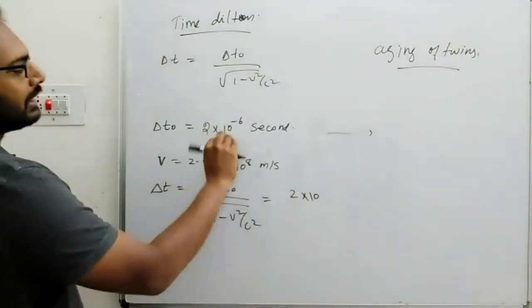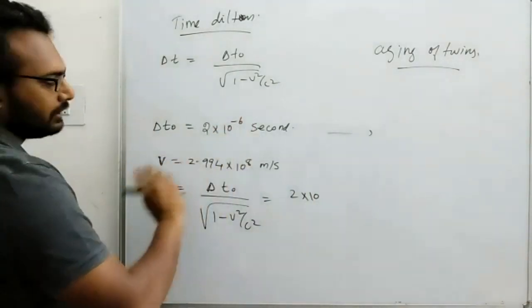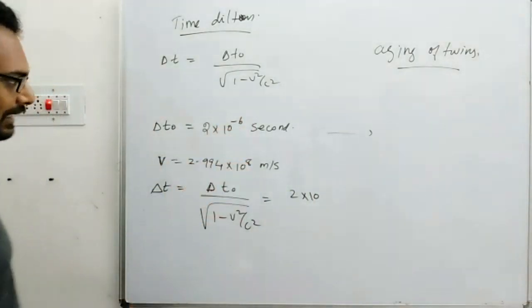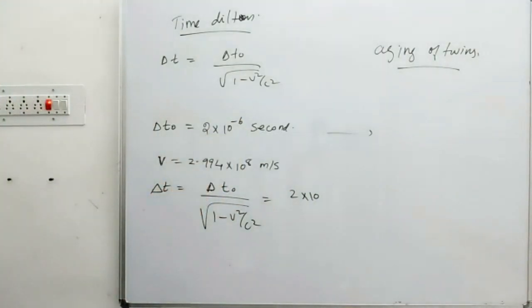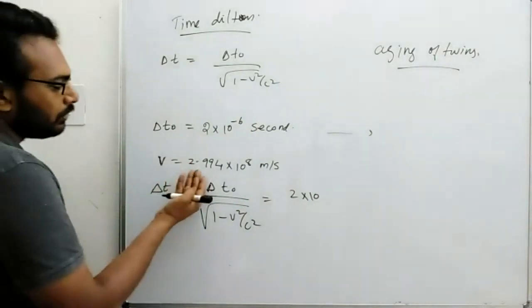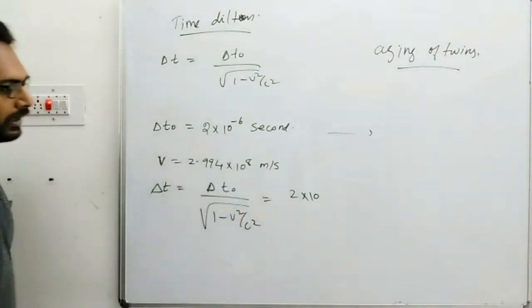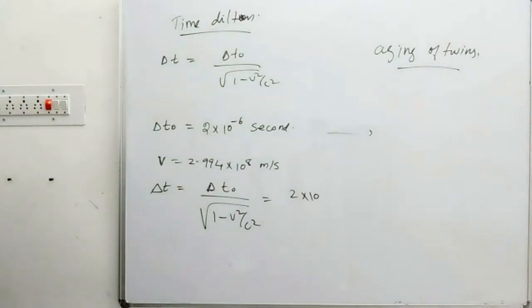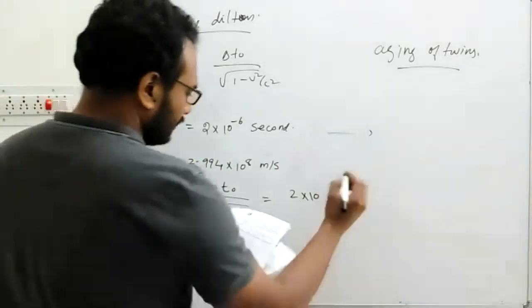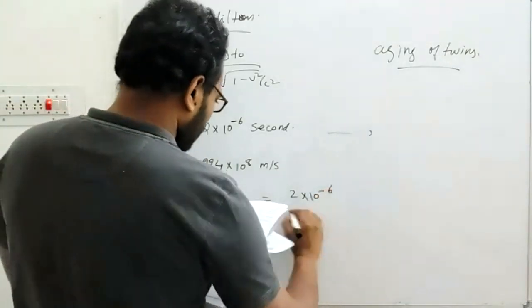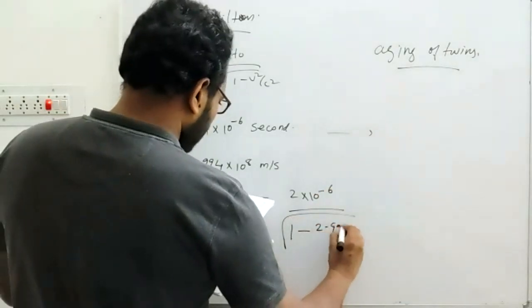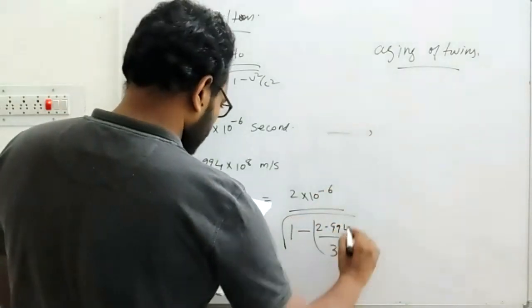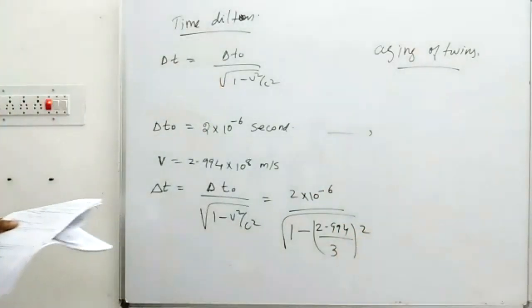This is the lifetime in the rest frame of the muon. If you look at the muon from a frame in which it is at rest, it will take an average of 2 multiplied by 10 raised to minus 6 seconds to decay. But now we are looking at a muon which is moving at a speed 2.994 into 10 raised to 8 meter per second. So we know that this lifetime changes according to this formula. So it's 2 into 10 raised to minus 6 divided by square root of 1 minus 2.994 by 3 square.